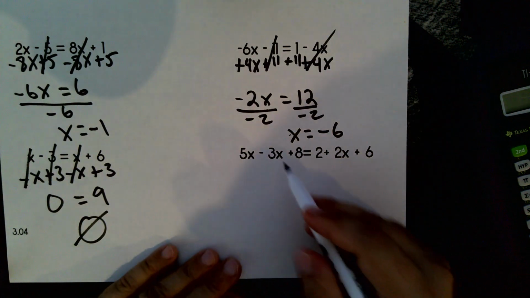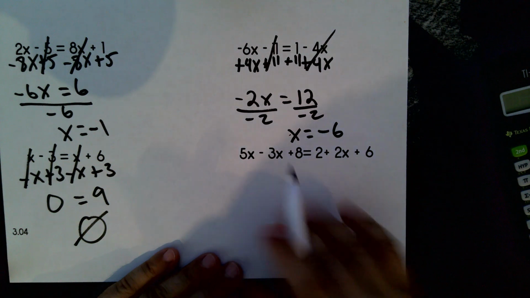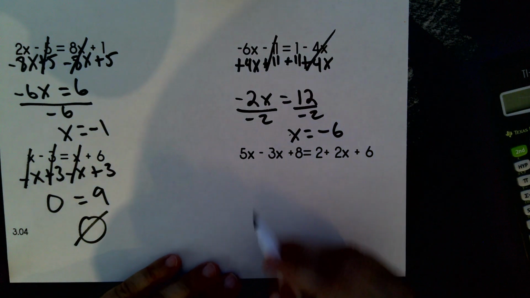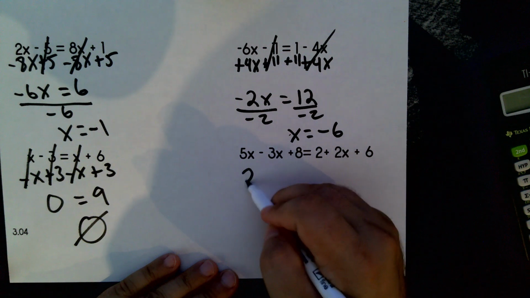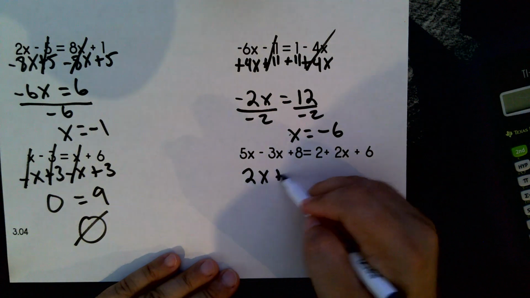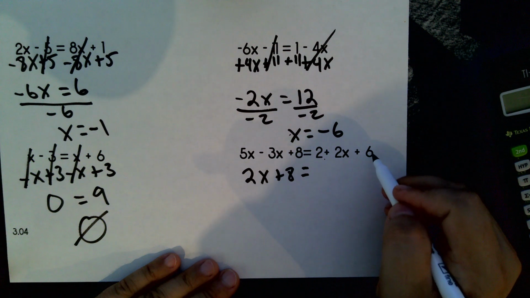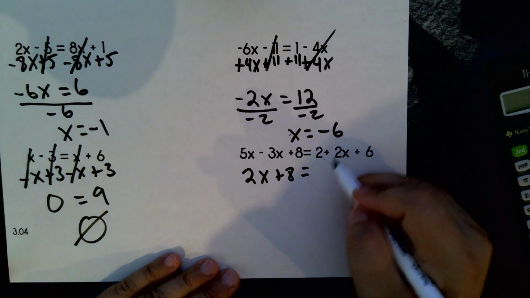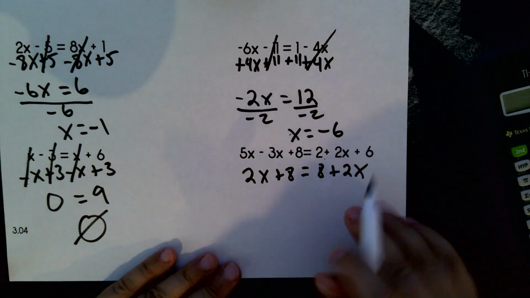All right, final one. Let's come over here on the right, and we have certain terms that can be combined on the same side first. So you're going to want to do that. 5x minus 3x is 2x. 2 is like 6, and this is 8. So this is going to be 8 plus 2x.